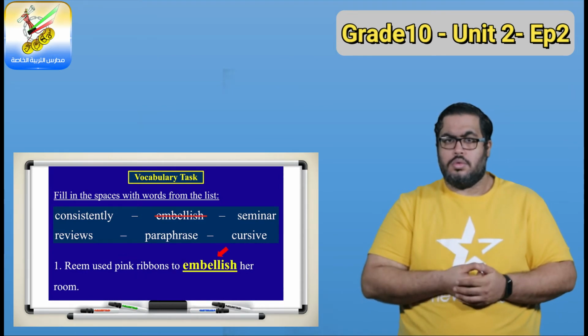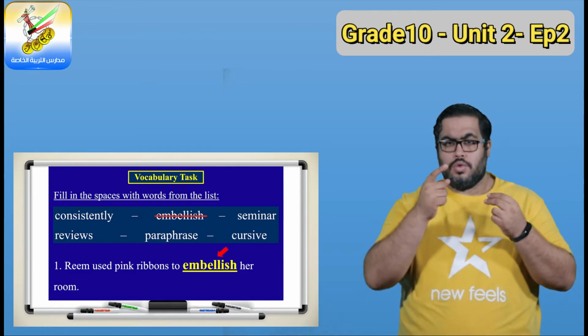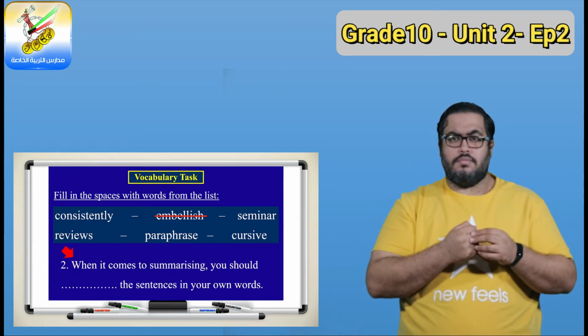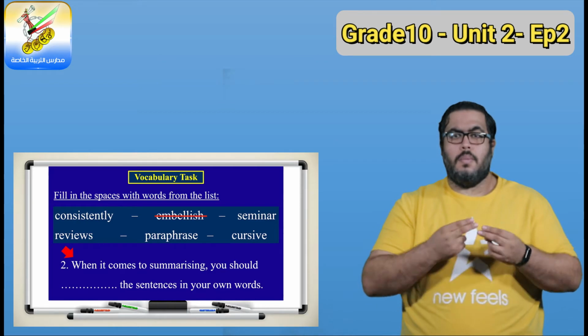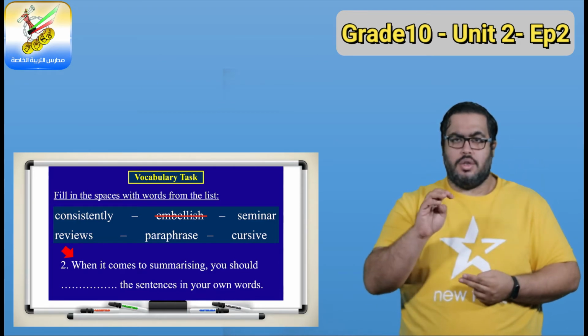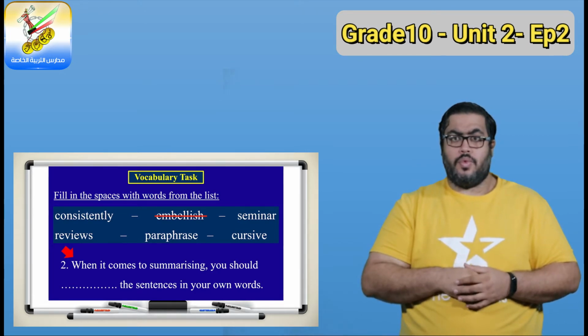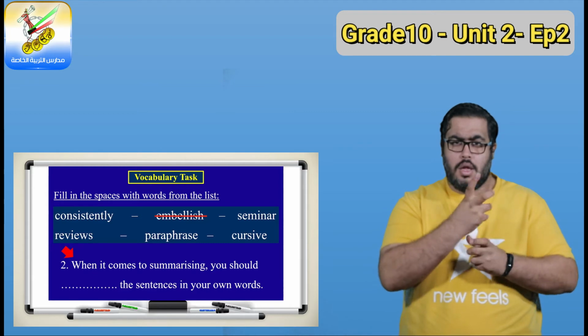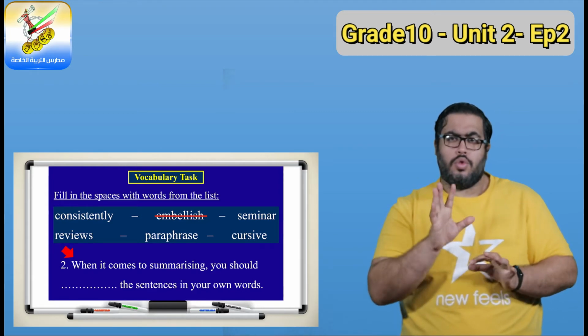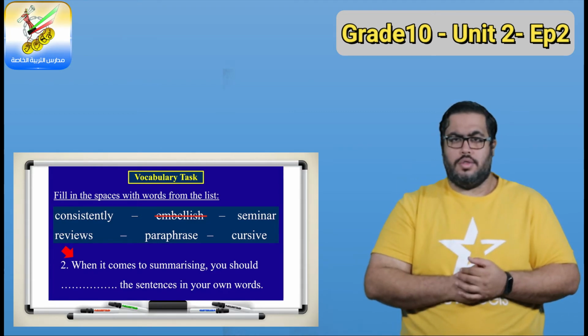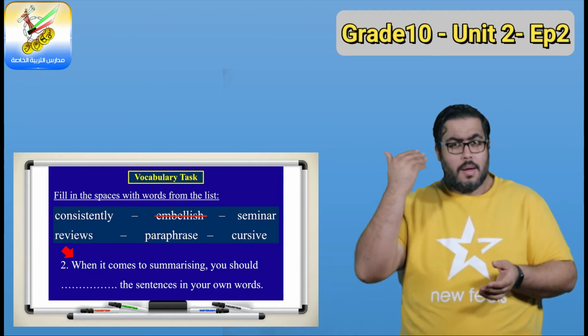Embellish. Excellent job. Here we have sentence 2. When it comes to summarizing, you should blank the sentences in your own words. To remind you, we've learned about summarizing a text in the previous episode. So you should have an idea of the correct word to use here.